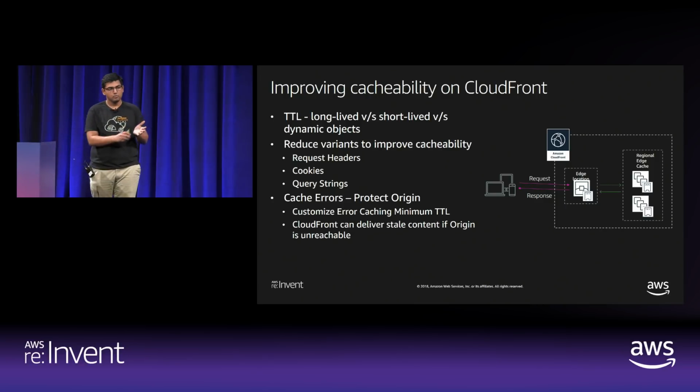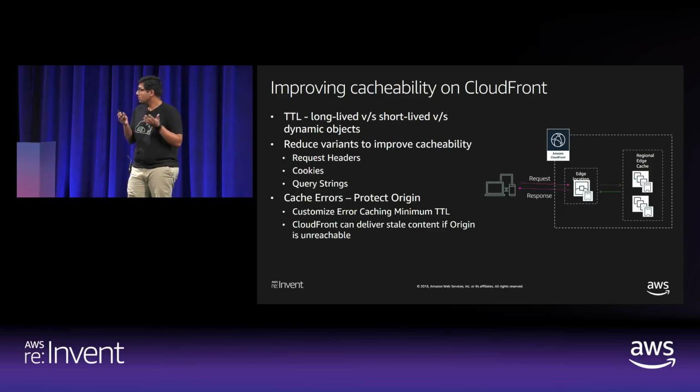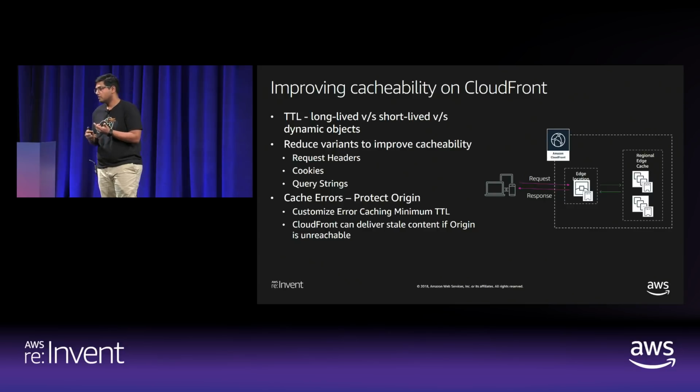And in addition to just caching the objects themselves, CloudFront also allows caching of errors. And this really comes back to the point of protecting origin resources. So you can customize the TTL for these errors as well. And CloudFront can serve stale content in case the origin is unreachable.